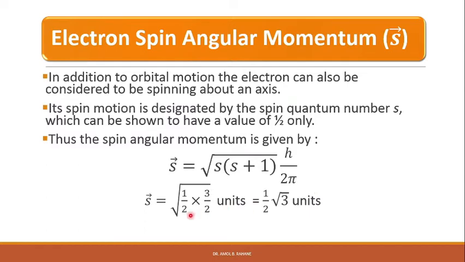Since S takes only the value plus half, the S vector is equal to square root of 1/2 into 3/2 units, which is equal to 1/2 into square root of 3 units. So this S vector has this much value, that means 1/2 root 3 units.